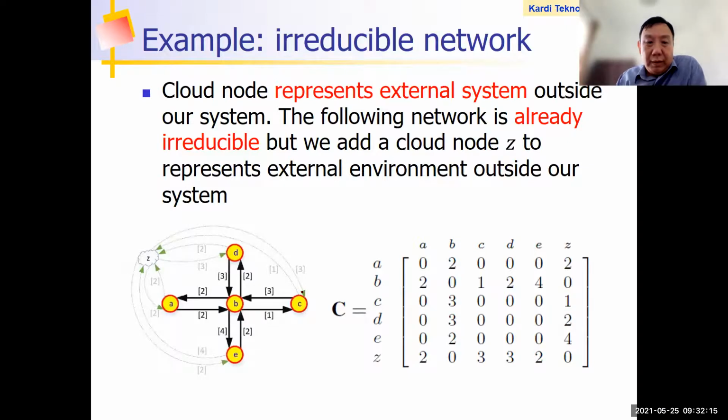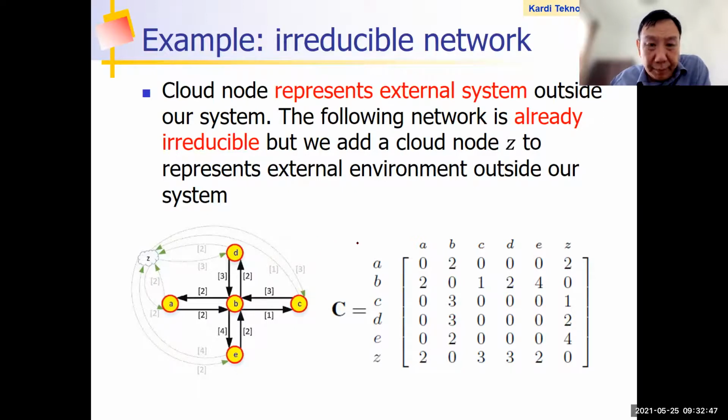So in this network, this is an example of an intersection. In itself it is already irreducible. It's already strongly connected. But if you want to model the external system outside the system, then you can still add a cloud node here.